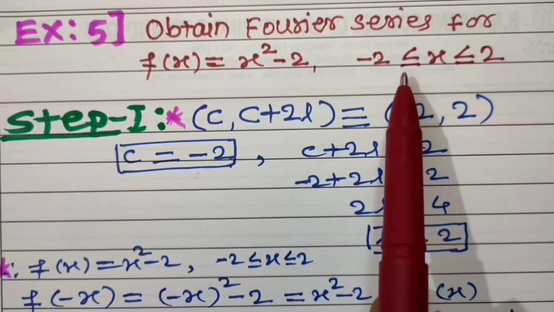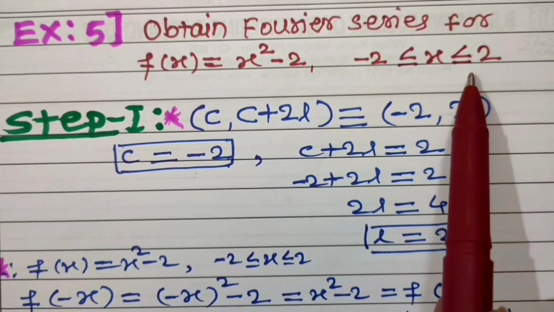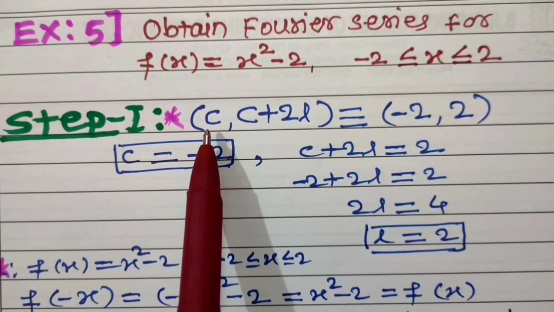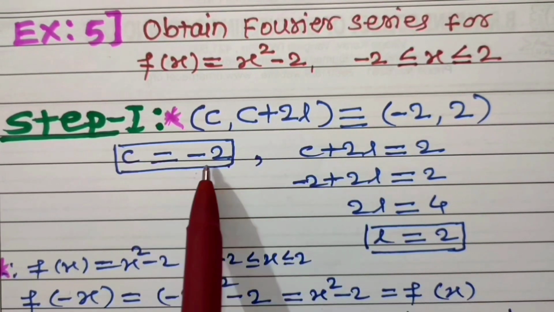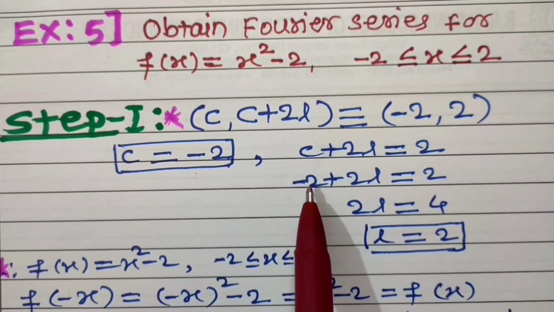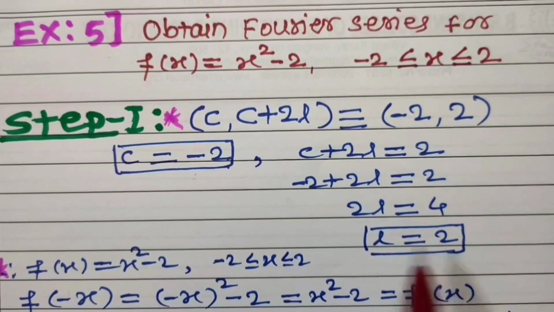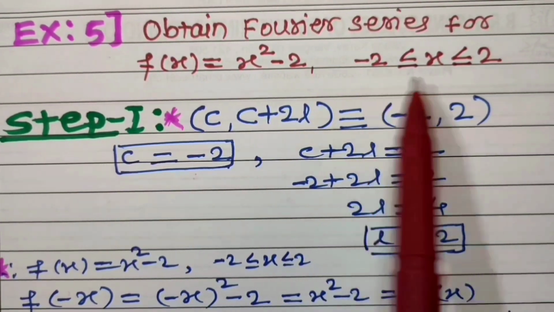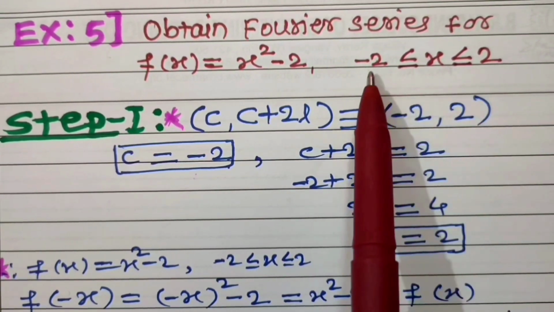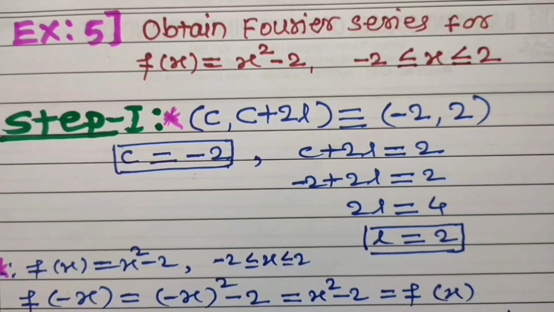First of all, in step number 1, compare the given interval with the general interval C to C plus 2L. Then C is nothing but the lower limit minus 2, and C plus 2L is nothing but the upper limit 2. Replacing this C by minus 2 here, that gives L is equal to 2. So this is the value of L and this is the value of C. Now lower limit and upper limit are both the same value but with opposite signs, one is minus and another one is plus. So we have to check whether the function is even or odd.